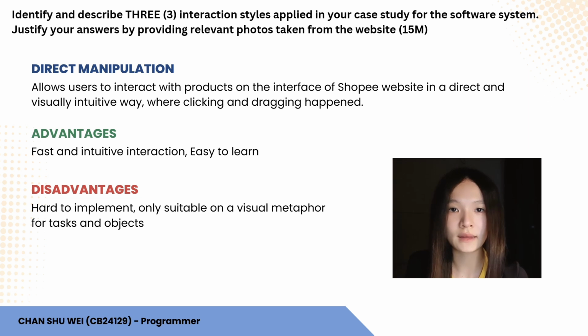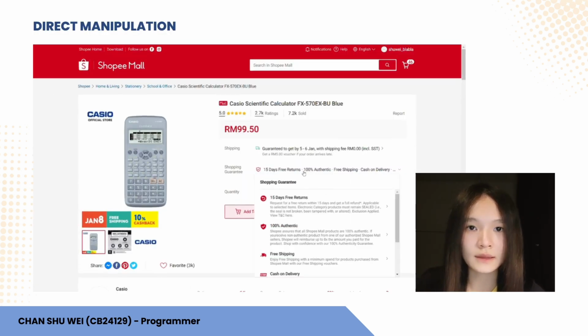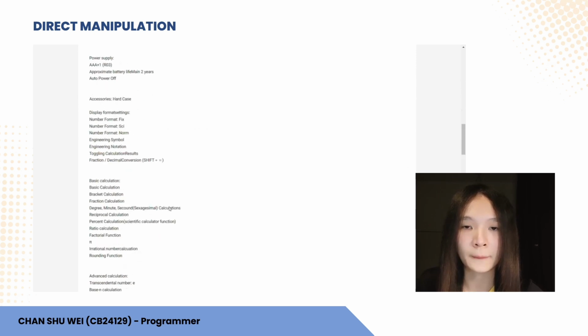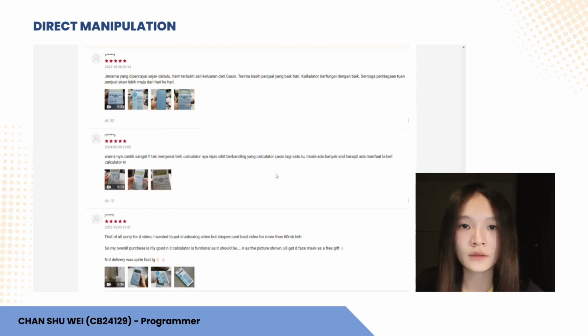Direct manipulation is an interaction style that allows users to interact with products on the Shopee website in a direct way, where clicking happens. When users click on the product image, they can start to read the detailed introduction of the interested product. For example, selling price, rating, specification and description of the product, delivery time, and reviews from buyers. So it's easier for buyers to do comparison and research for the product they want to buy.